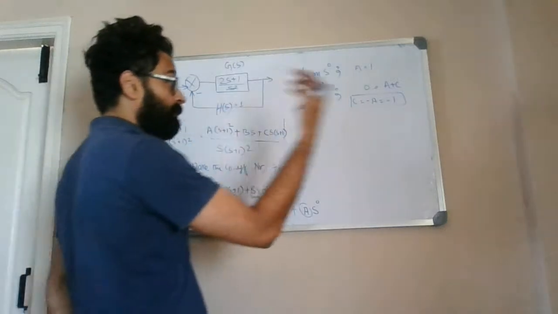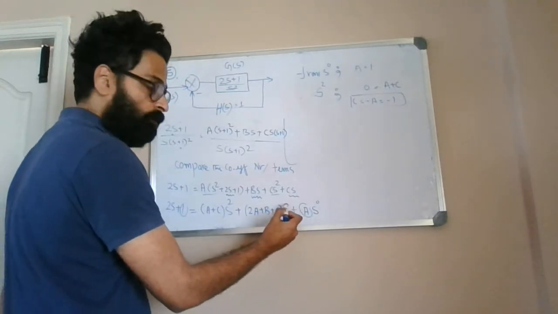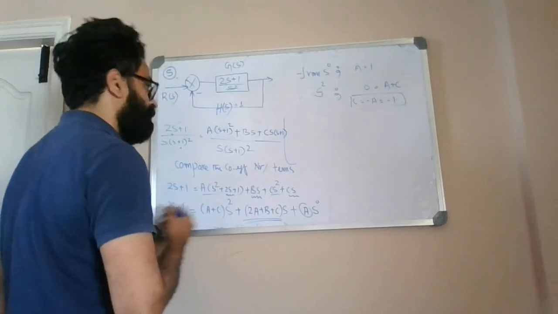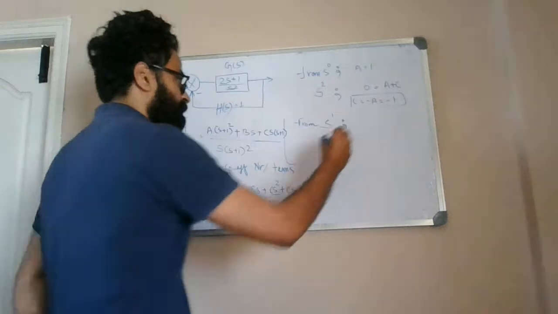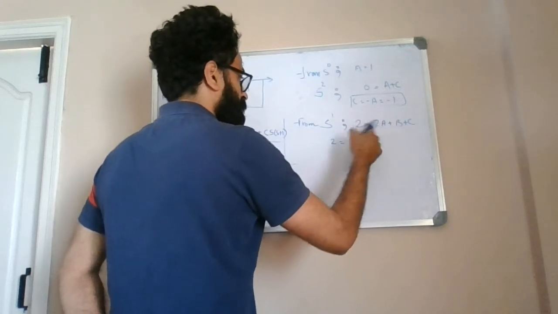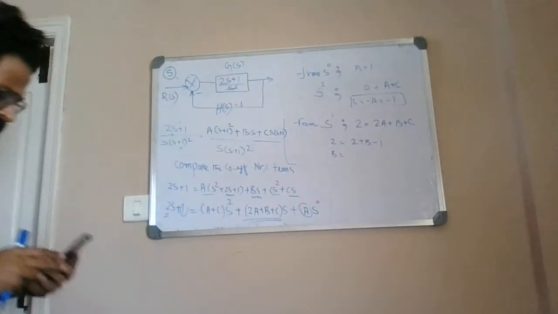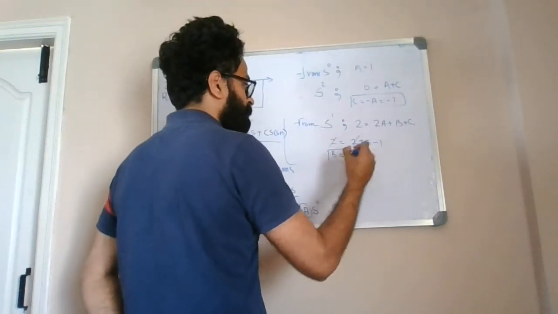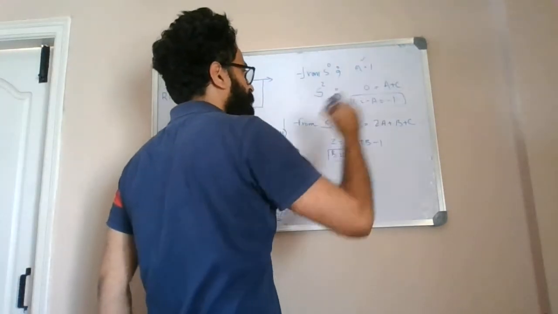Having known the a value and c value, you will be able to find the b value, and this b is associated with the s to the power 1 term. The coefficient of the s to the power 1 term on the RHS is 2a plus b plus c, and on the LHS it is 2. So 2 is equal to 2a plus b plus c, or 2 is equal to 2 plus b minus 1, so b is equal to 1. Because this gets cancelled, if you bring b to the left hand side, you get positive 1. So you have found the values of a, b and c.